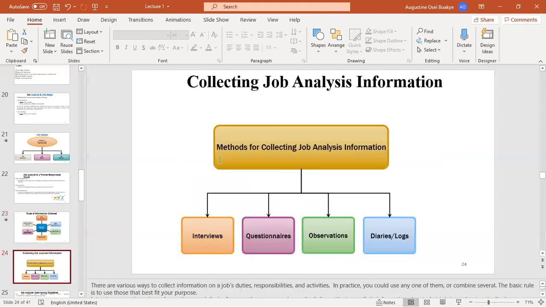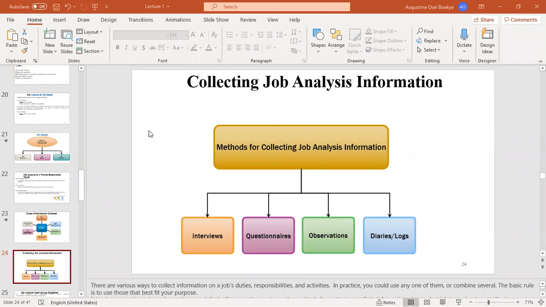Now let's quickly look at how the job analyst or the HR manager can gather job analysis information. In other words, when the HR manager is ready and wants to make sure they have a comprehensive understanding of all the information on the various tasks and duties that are performed in their organization, what methods can they employ to gather this information?